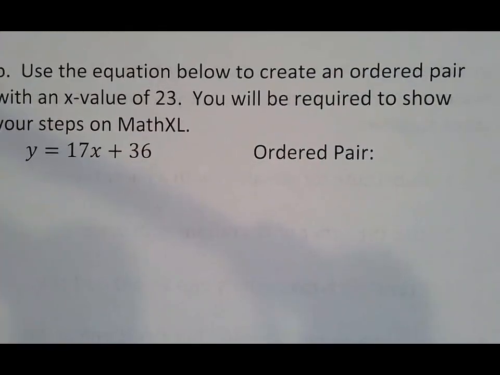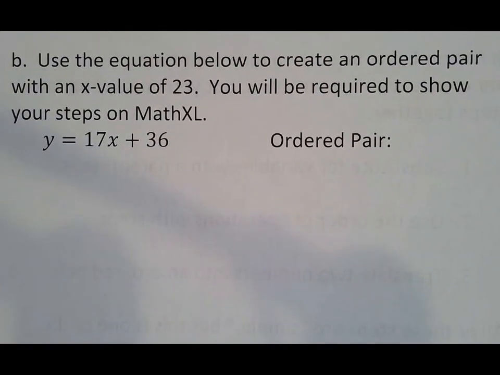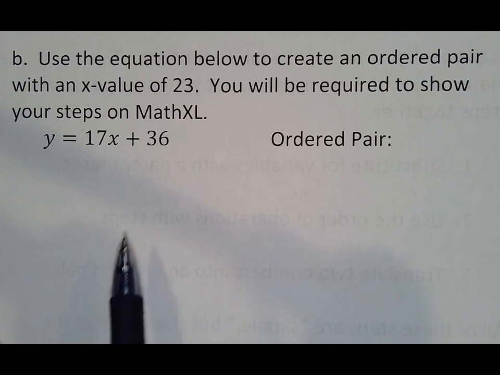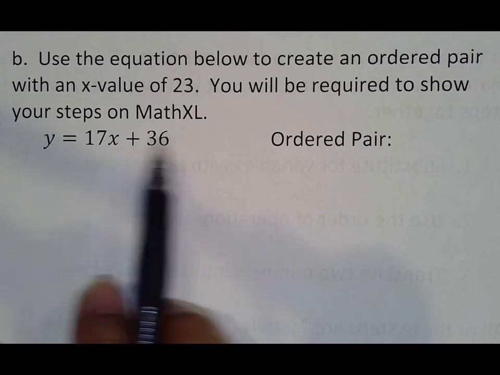So again, hopefully you copy these things down appropriately and kind of kill that excuse of saying that you don't know what you're doing, because I'm telling you exactly what to do. All you have to do is try it out and practice it a little bit. So again, use the equation to create an ordered pair with an x value of 23.